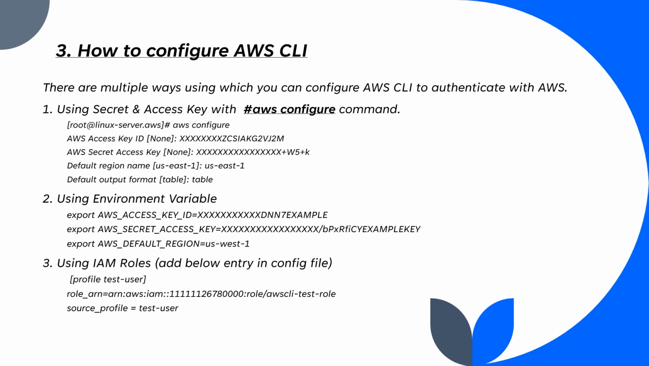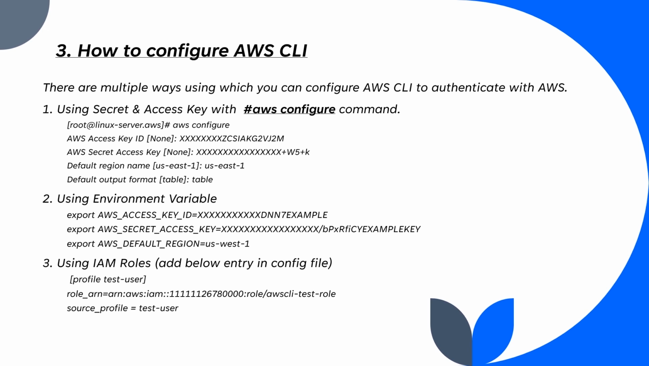Now it's time to configure it. There are multiple ways using which you can configure AWS CLI to authenticate with AWS resources. The first one is using secret key and access key with the help of the aws configure command. Once you run the aws configure command in a terminal, it will ask you to give an access key, secret key, region name, and you have to give an output format. So this is one way you can configure it. Another way is to use environment variables, and the third way is to use the IAM role to configure AWS CLI into your operating system.